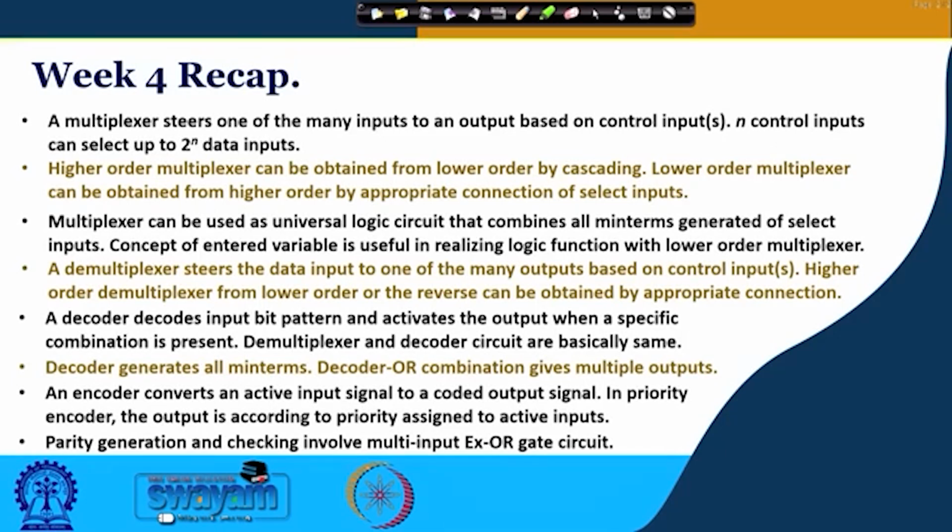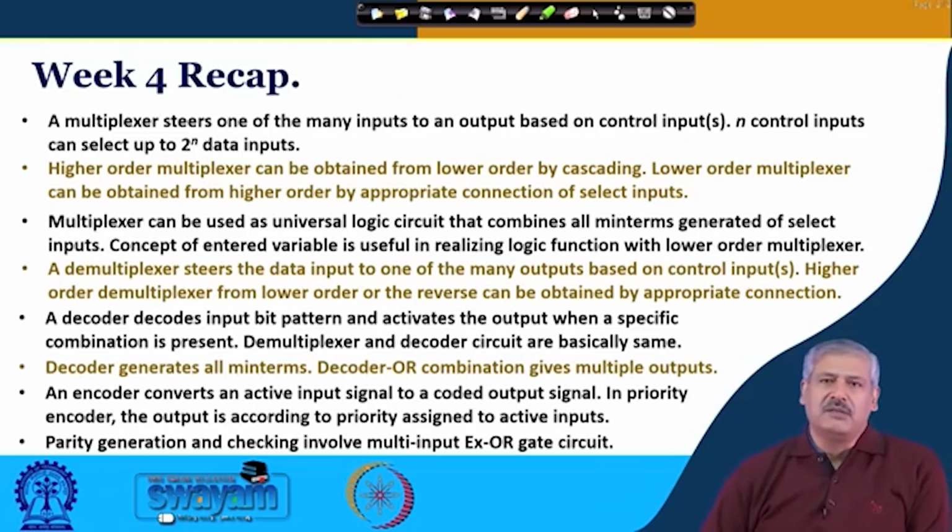So, we looked at logic circuits, important logic circuits like a multiplexer which steers one of the many inputs to the output based on certain control inputs. We looked at demultiplexer which does the reverse operation. So, if there are a number of outputs and one input needs to be steered towards them, based on what is presented at the control input or the selection input, the data input is steered towards one of the data output terminals. So, that is what we had seen for demultiplexer operation.